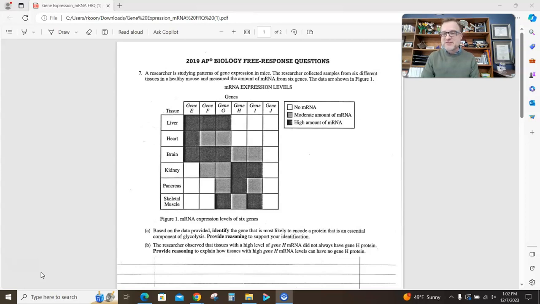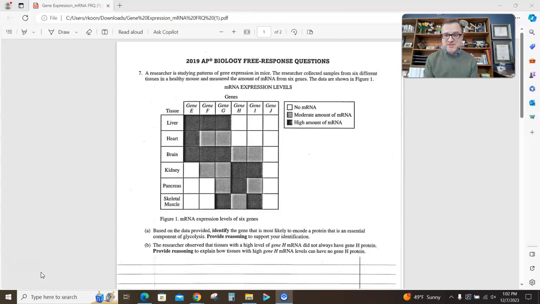Okay, this is question 7 on the 2019 AP exam. A researcher is studying patterns of gene expression in mice. The researcher collected samples from 6 different tissues in a healthy mouse and measured the amount of messenger RNA from 6 genes. The data are shown in figure 1.